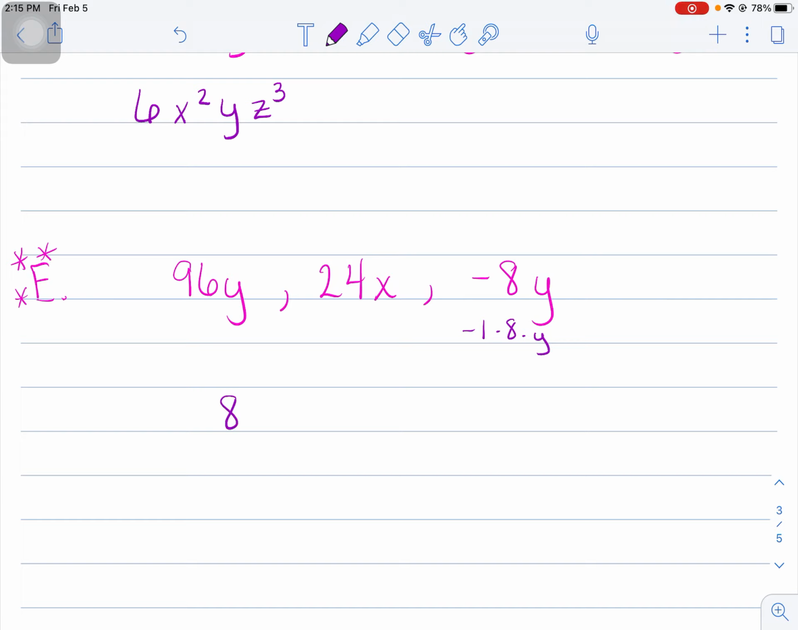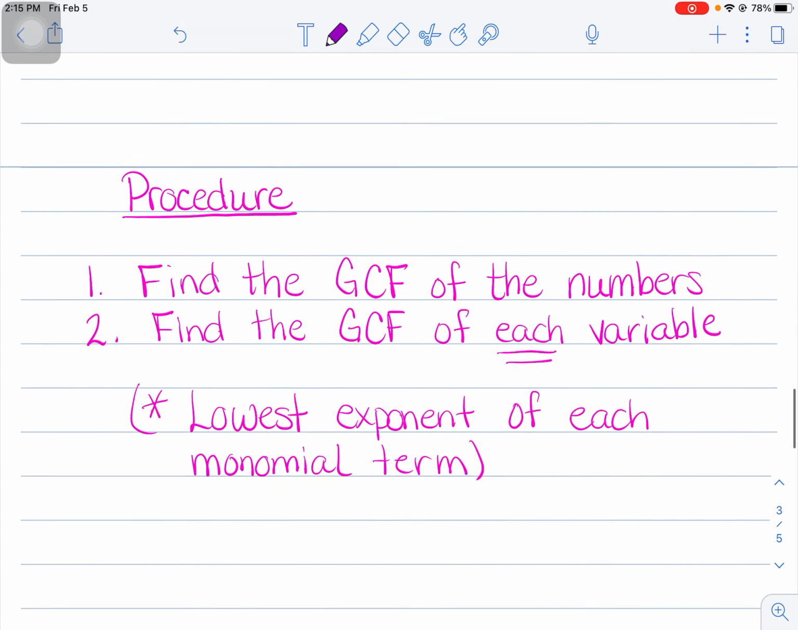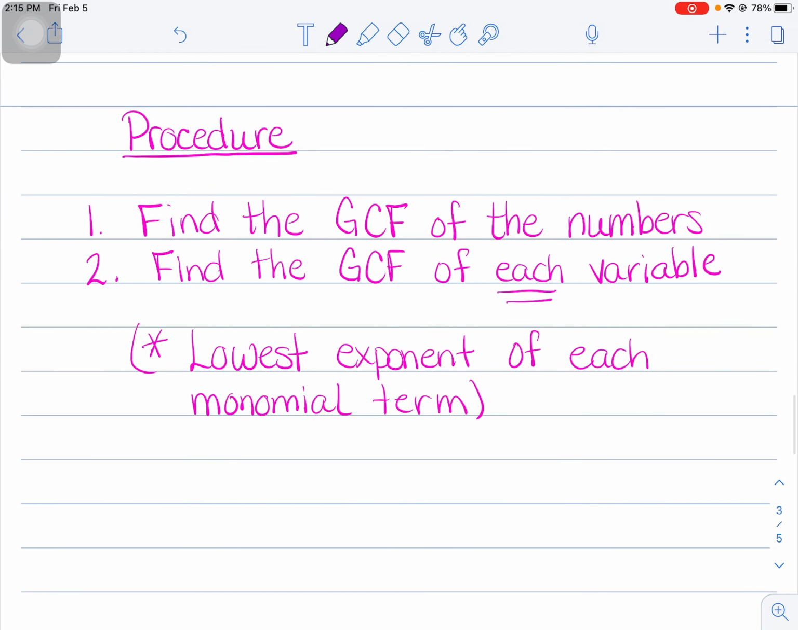I always like to look at my smallest number and say, okay, I know 8 can go into itself. Can it go into 24? Can it go into 96? That's a quick way to find out. All right, so our procedure: we're going to find the greatest common factor of the numbers first, and then find the greatest common factor of each variable. And a little hint there: the lowest exponent of each monomial term is that greatest common variable.